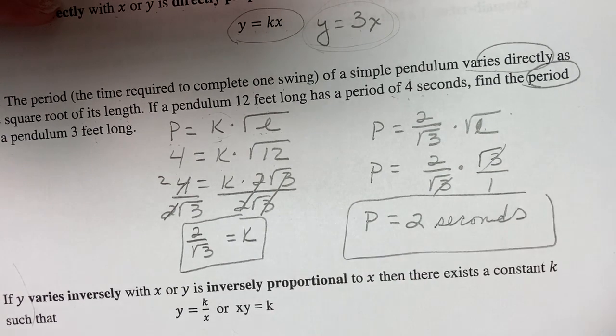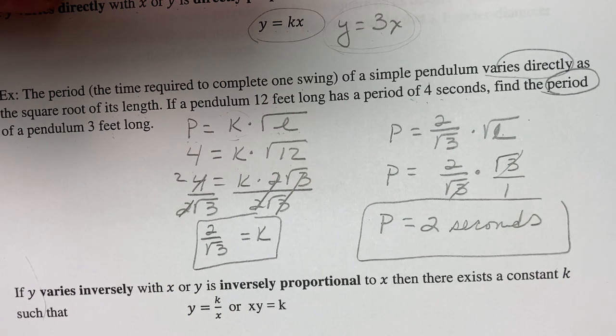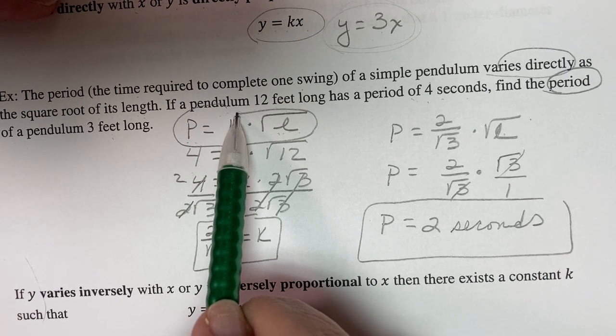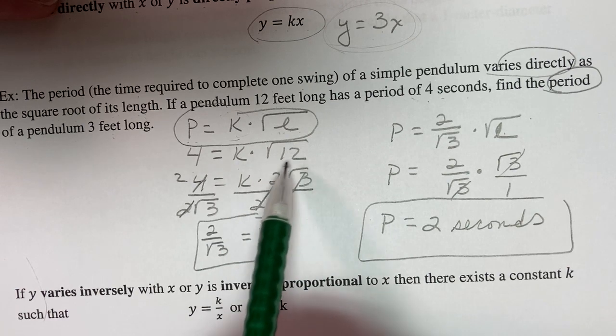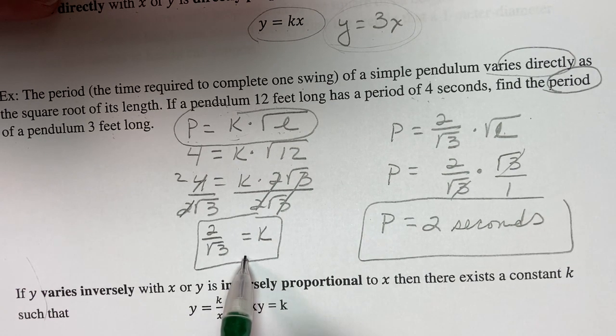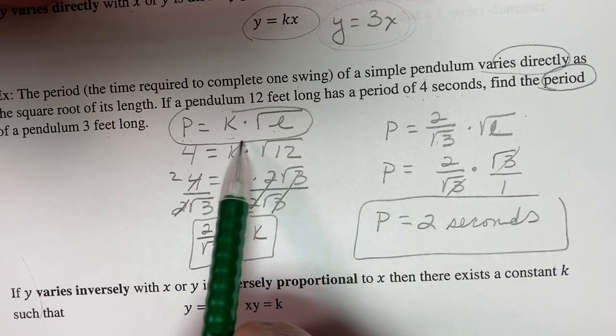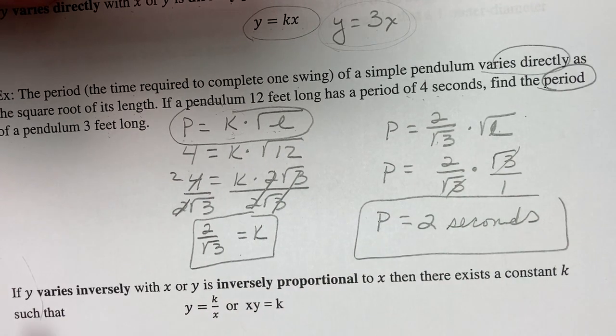So again, it's going to be the same thing for the other different types of variation. You start off with an equation. You're going to be given information so that you can plug it in to find K. You're going to plug that K back into your equation now that you have it, and then you're going to solve for the unknown.